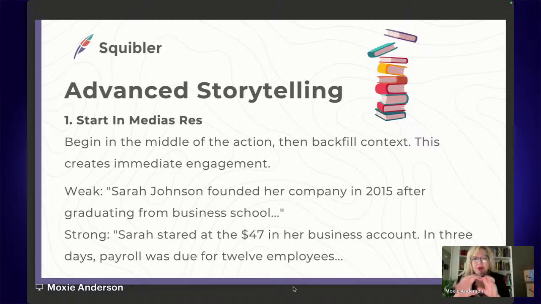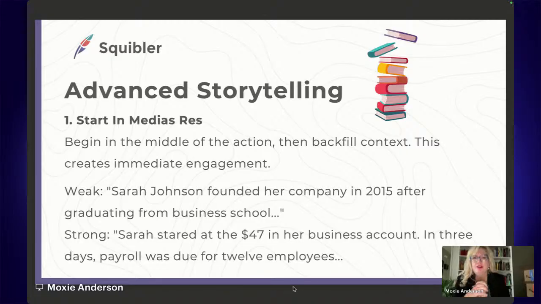So let's take a look at a weak example of how you would begin a story versus a strong one. The weak one here is Sarah Johnson founded her company in 2015 after graduating from business school. That's very dull. That's the way a lot of people start their careers in business. And it doesn't really pull your reader in. It sounds more like a newspaper article.